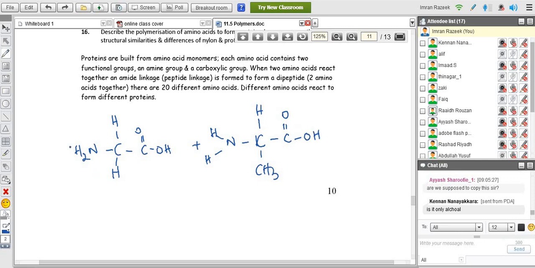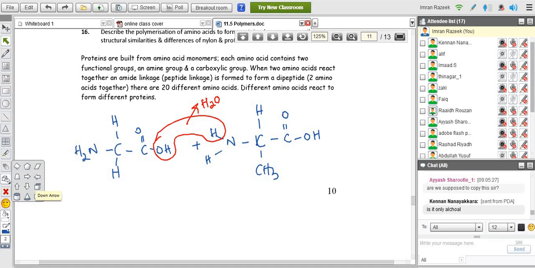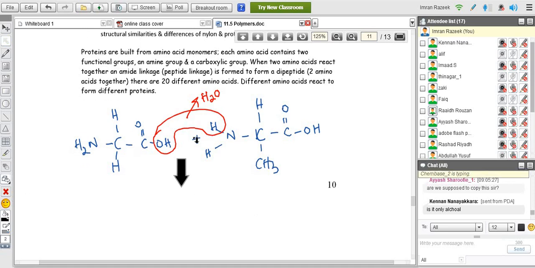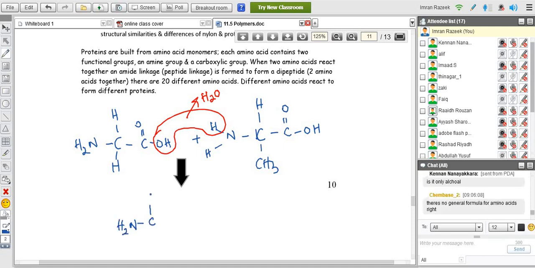So what happens here, just like the polymerization of nylon, the amide linkage is formed as a result of the removal of OH from the carboxylic group and H from the amine group of another amino acid. This results in the formation of the amide linkage or the peptide linkage. I'm just going to show you how two amino acids can combine. Therefore, that forms a dipeptide. Di means two. A dipeptide is formed this way.